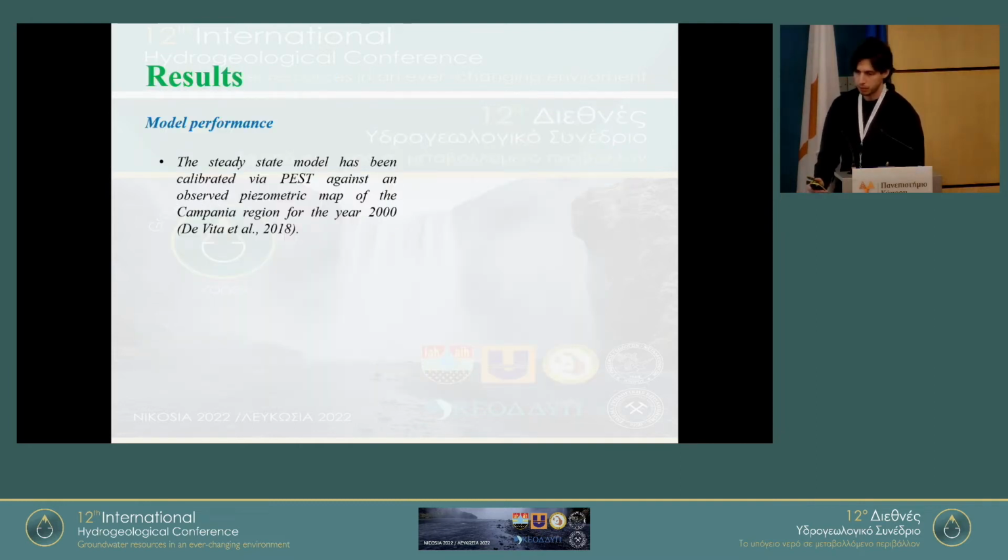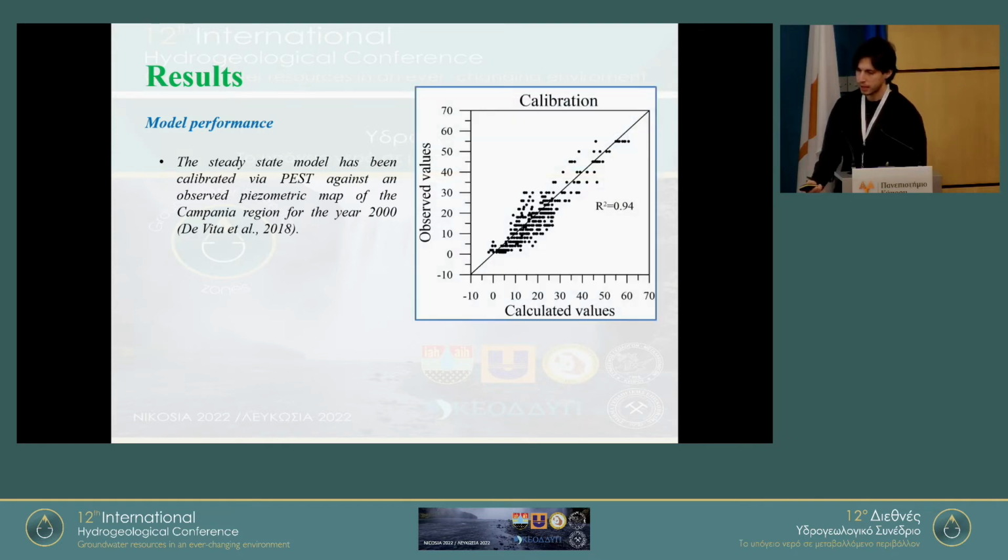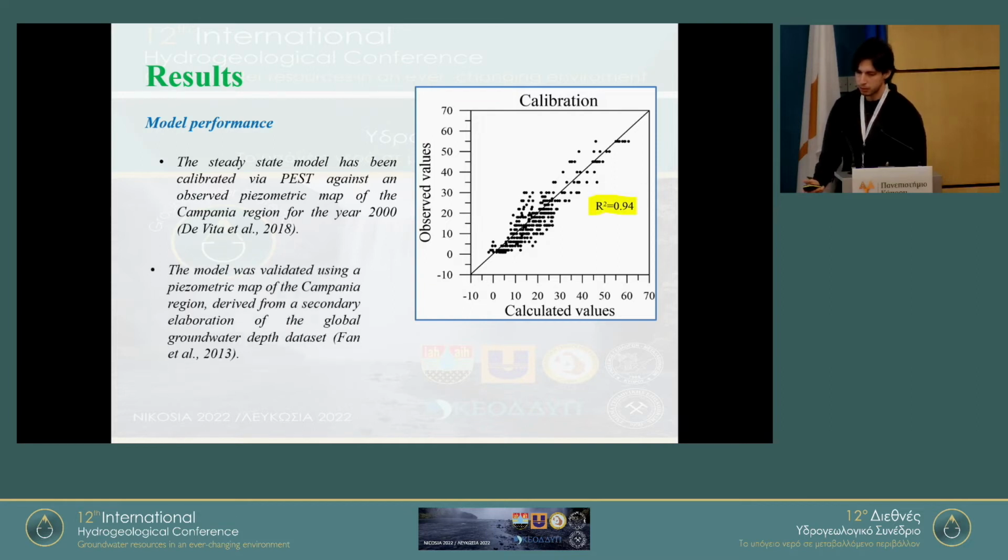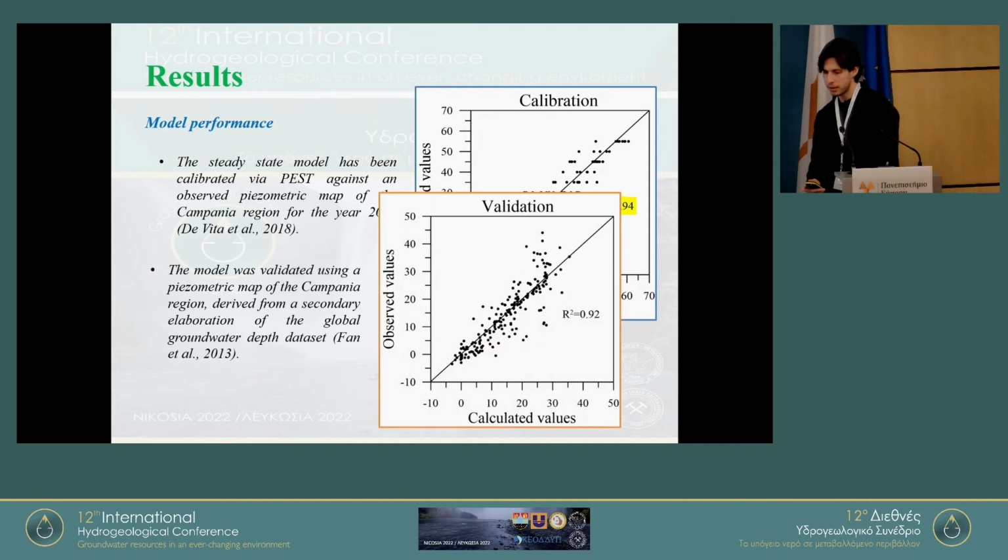Here you can see the model performances for the calibration performed via PEST against a piezometric map for the year 2000. The head scatter diagram shows a good coefficient of determination of 0.94. The calibration was performed against a secondary elaboration of a piezometric map for the year 2013, and in this case, the head scatter diagram shows a coefficient of determination of 0.92.